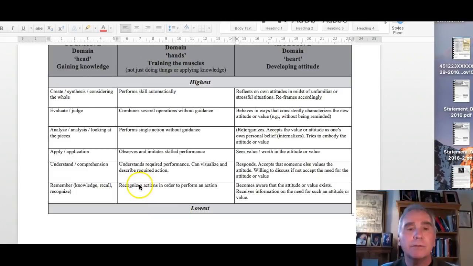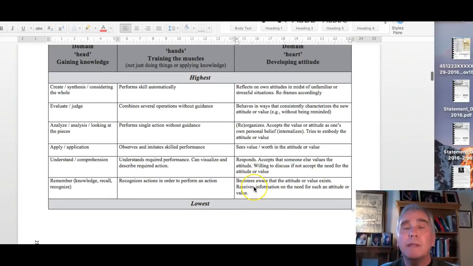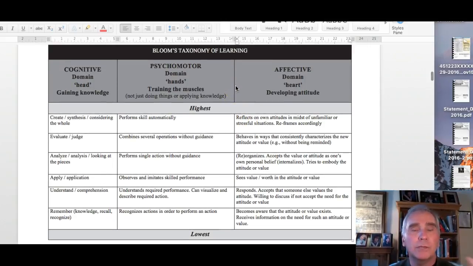Same with skills, recognizes up to performs automatically. Same with attitudes or affective, becomes aware that an attitude exists up to basically internalizes and is a model for that attitude. Is aware that littering's bad, and then picks up his garbage and everybody else's garbage as he walks through the park, that sort of thing. So that's an important page for you to print out, take a look at, and remember.